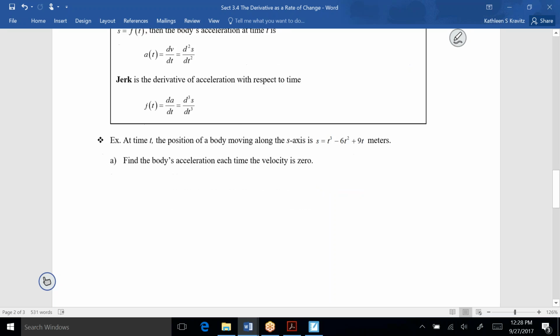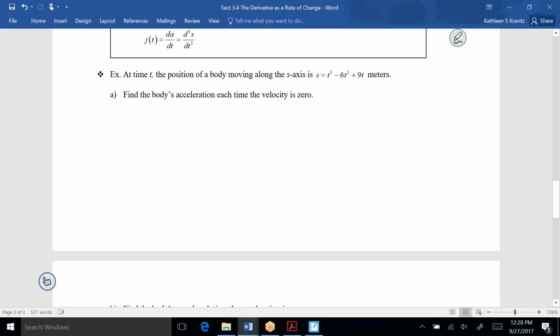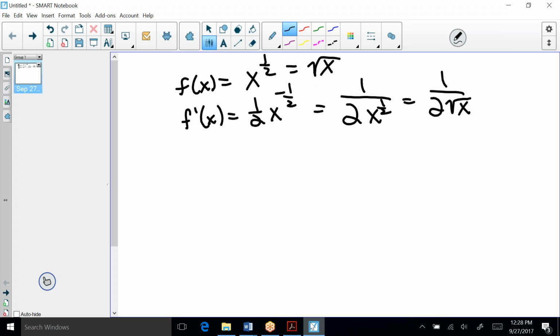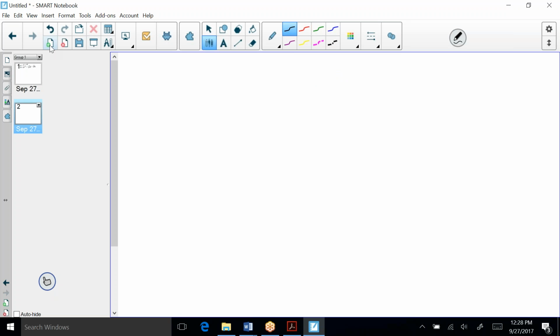So let's look at an example. At time t, the position of a body moving along the s-axis is s equals t cubed minus 6t squared plus 9t meters. Let me open this in another screen where it'll be easier for me to write. So here's our position function: s equals t cubed minus 6t squared plus 9t, in meters. Part A says to find the body's acceleration each time the velocity is 0.